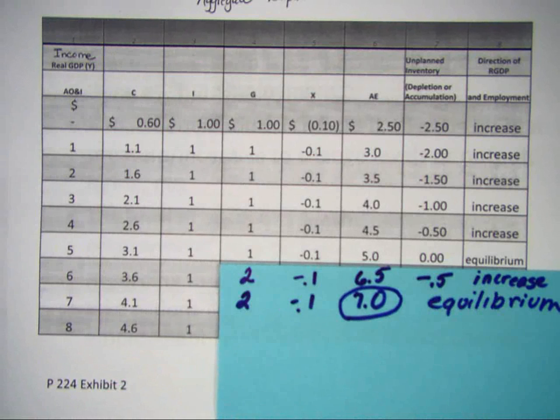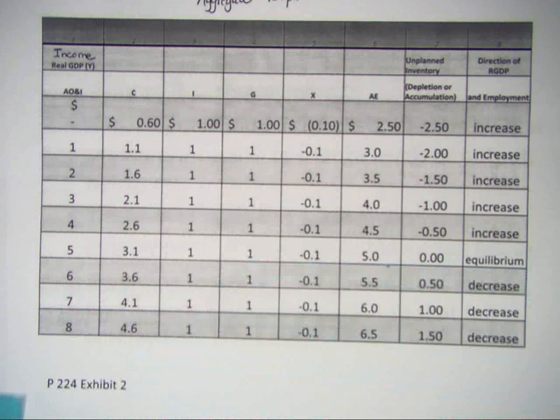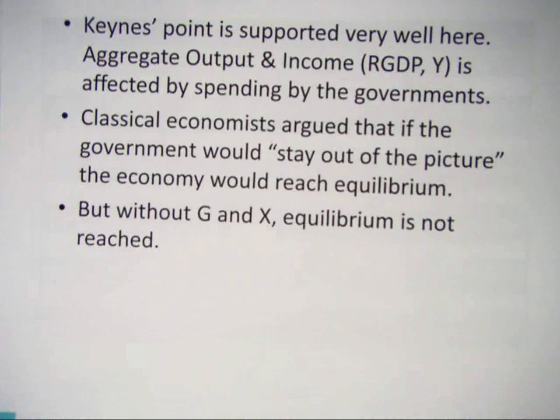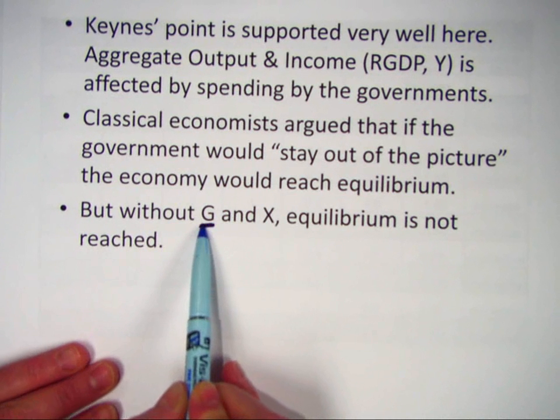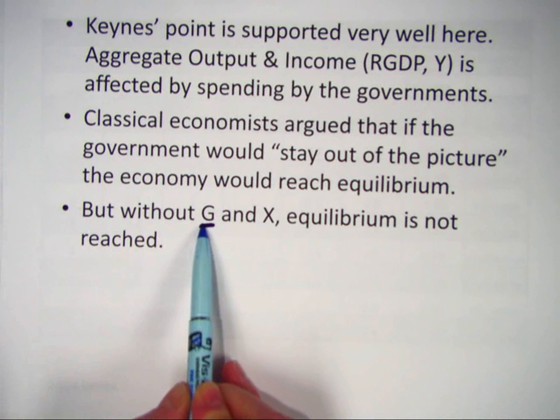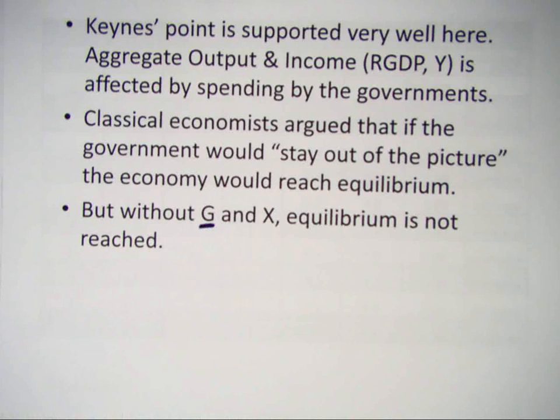So again, the point is this. As Keynes said, government spending is very important or very significant to the economy. In order to fix the economy, he argued that governments may need to increase their expenditures in order to pump money into the economy.